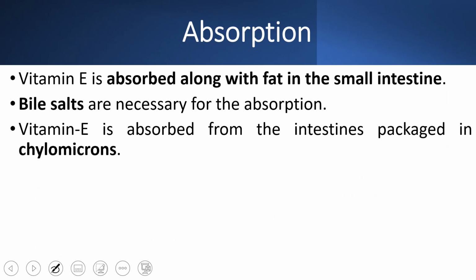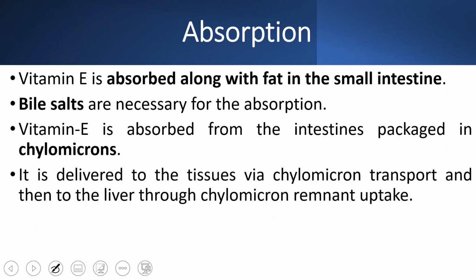You might know that we have different types of lipoproteins: chylomicron, VLDL, HDL, LDL, IDL. Chylomicron is the lipoprotein which our intestinal cells make, for the transportation of all the lipid or lipid soluble substances from the intestine to the liver or different other places. So chylomicron is going to transport vitamin E from the intestine to the liver. It is delivered to the tissue via chylomicron transport, as normal lipid is, from the intestine and then to the liver through chylomicron remnant uptake.